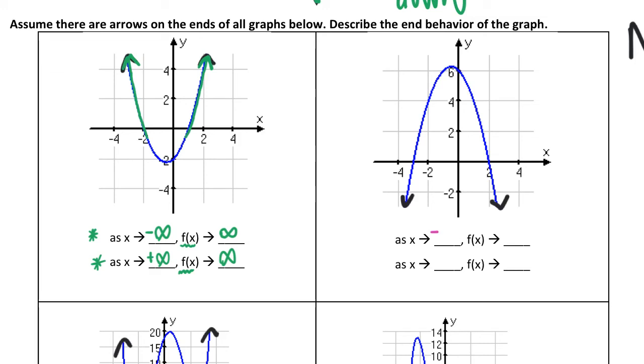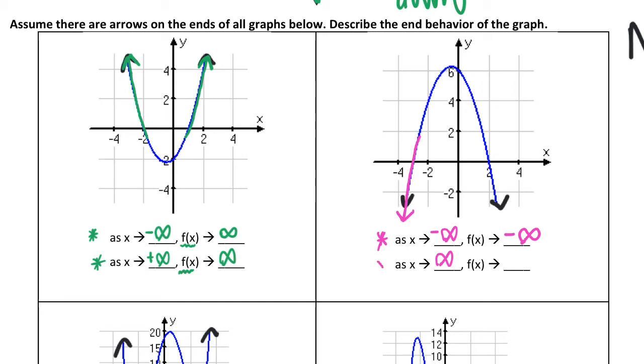As x approaches negative infinity is going to be our first one, and as x approaches positive infinity is going to be our second one. So in our first sentence, as x gets smaller and smaller, so as the graph goes toward the left, what is happening to our y values? Our y values are decreasing. They're going toward negative infinity. So we would say that f of x approaches negative infinity.